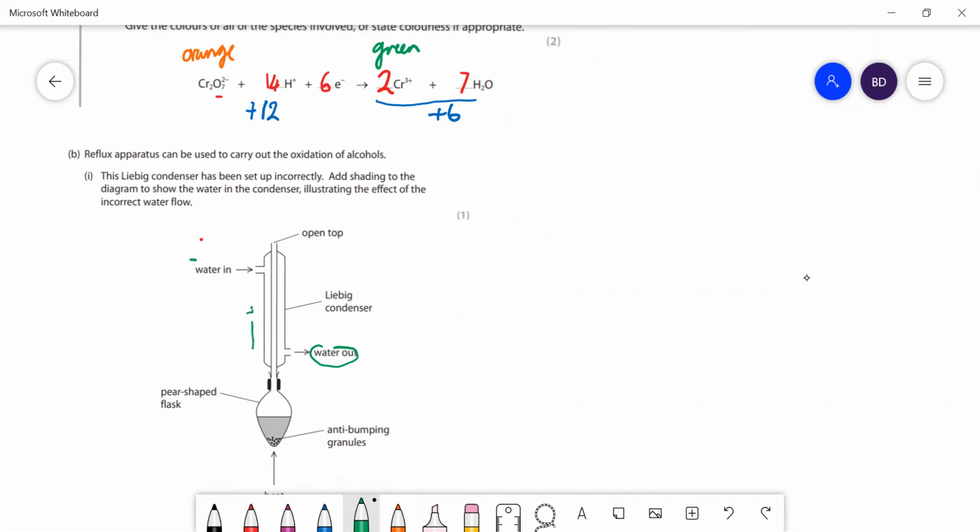Now, if you've done it the way they've done it, the water would just sort of flow like that and out. It wouldn't necessarily fill up this entire jacket with water. So you just got to show something like that. Right. Next bit then.